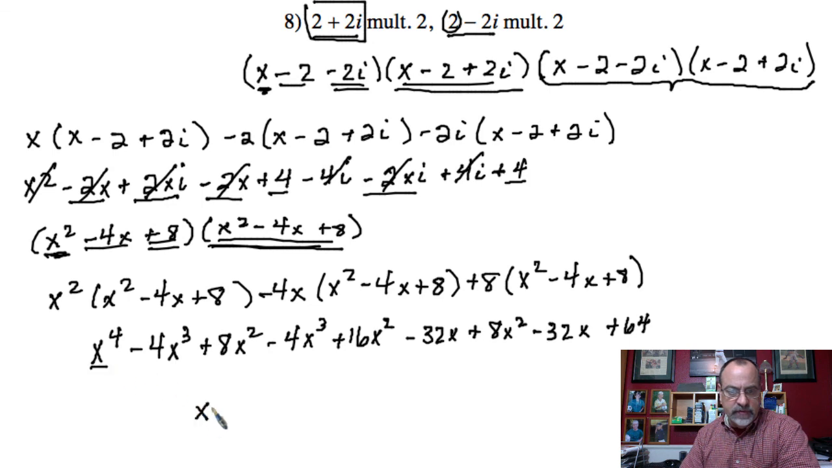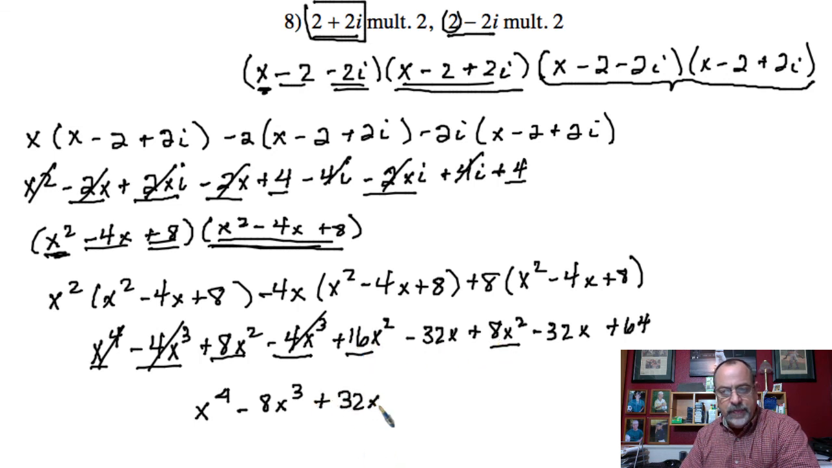So I have x to the 4th. So it takes care of that. I have an x cubed here, an x cubed here, and that's all I have. So negative 4x cubed and negative 4x cubed is negative 8x cubed. So that takes care of those. I have an x squared here, an x squared here, and an x squared here. So I have 8 plus 8, which is 16, and then plus another 16, so that's plus 32x squared.